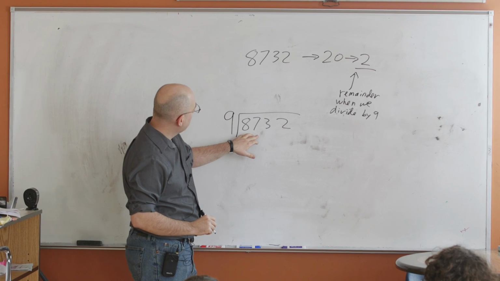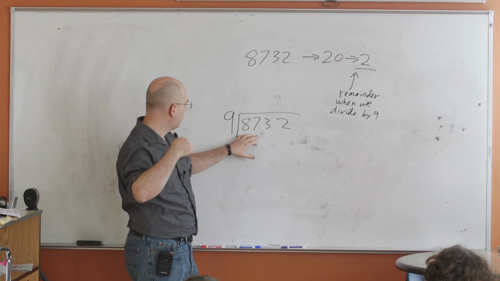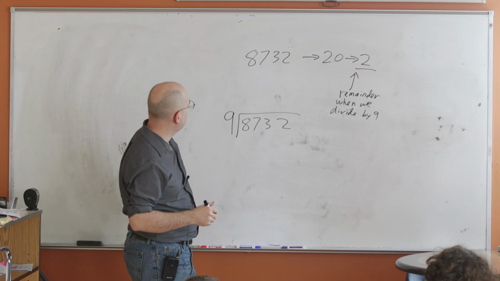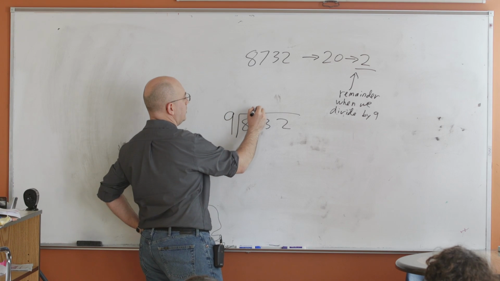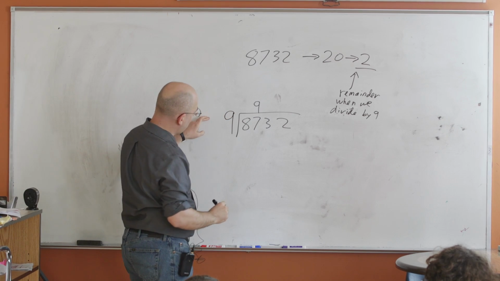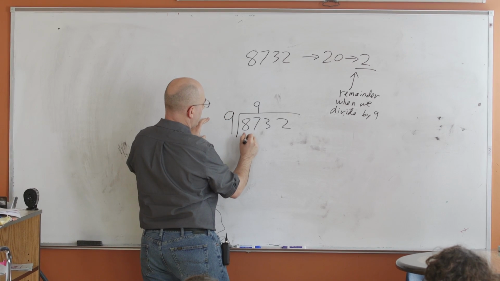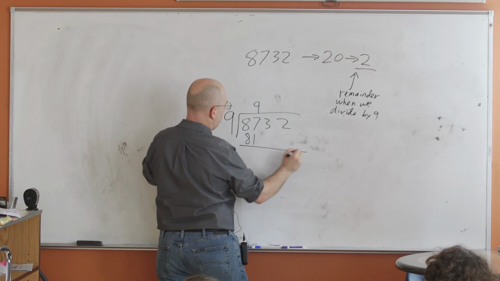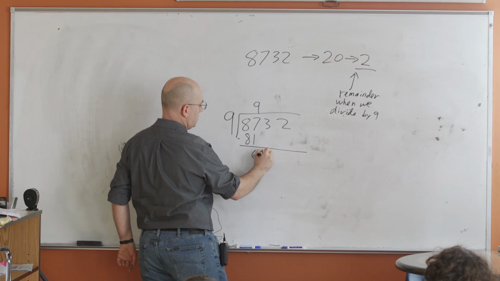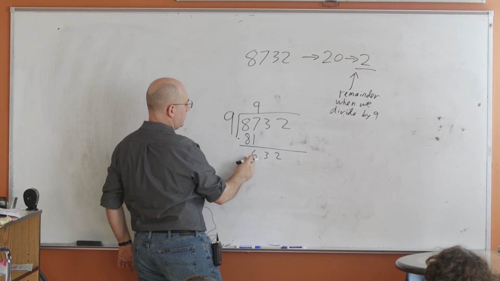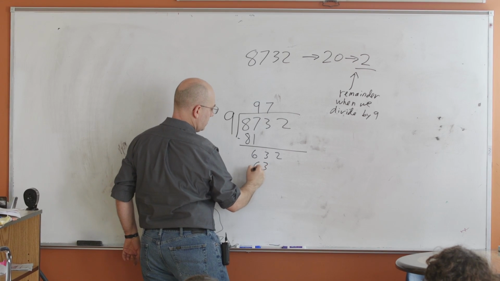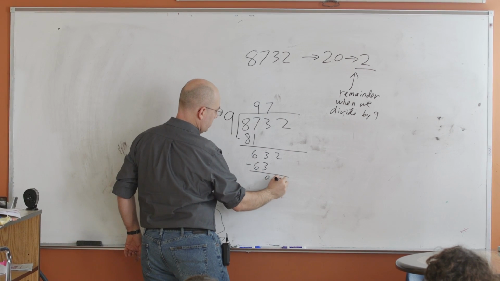9 into 87, the closest number under 87 that 9 divides into nicely is 81, and that's 9 times 9. I'll do the standard technique for a moment. 9 times 9 is 81. I do a subtraction, I get 6. I bring down the rest. 9 into 63 is 7. 7 times 9 is 63. Subtract that, you get 0, 2.